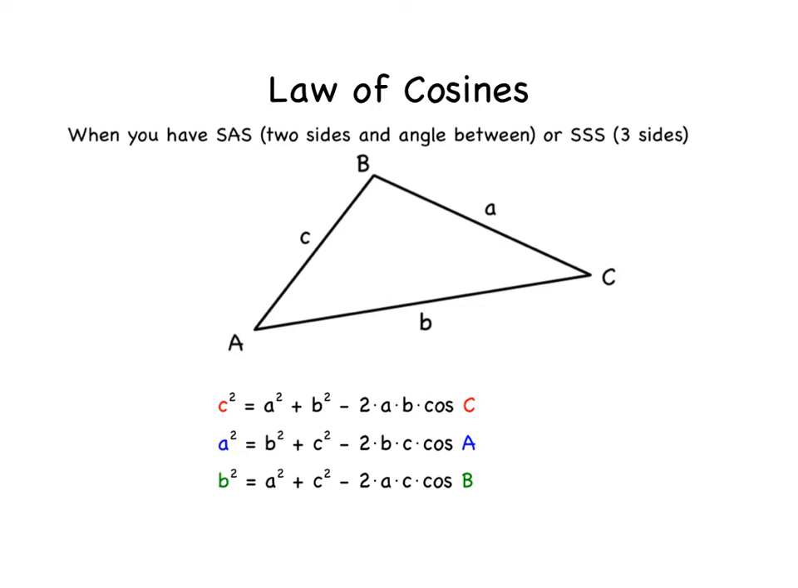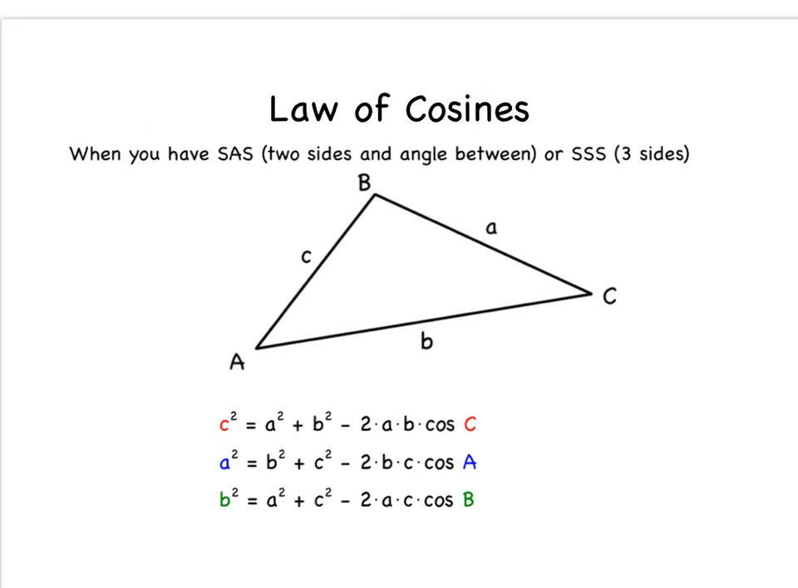On 6.2, we look at the law of cosines. Law of cosines is when you have either side angle side, so you have two sides and the angle in between them. That might be like, let's say if we knew that this was 15 and we knew that A was 18. And we knew that this angle was 97 degrees. Okay, that would be a side angle side case where we would use law of cosines.